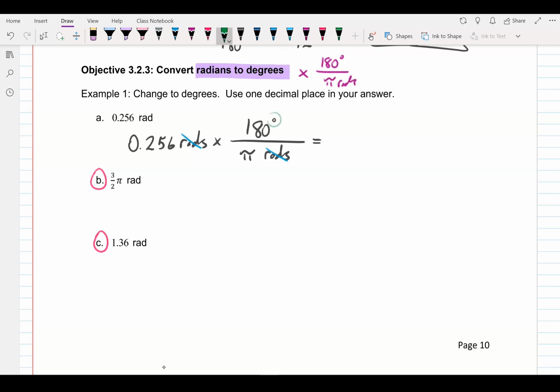That tiny little degree symbol is our hint that we're going to get the right answer. It's on top, that's what we want. So that's 14.7 degrees. That's all there is to it for this question. I'd like you to pause the video and try B and C yourself, and then I'll write out the solution. So pause right now, and then I'll write the solution.